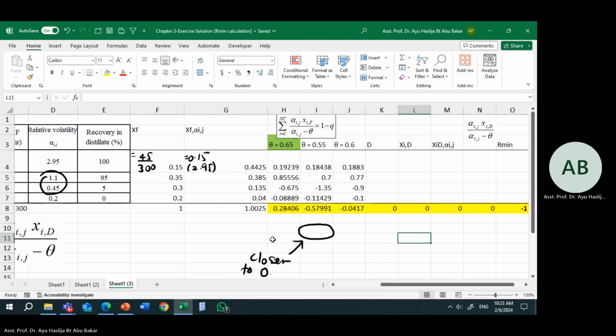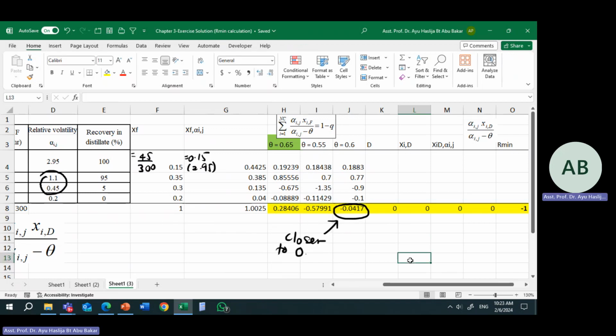Damien, how about you? Which one is closer to 0? 0.6. Okay, so this one is closer to 0, so choose this theta value to proceed for our R mean. Again, it depends on the theta value that you choose. Always remember the theta value selection must be between the light key and heavy key relative volatility.